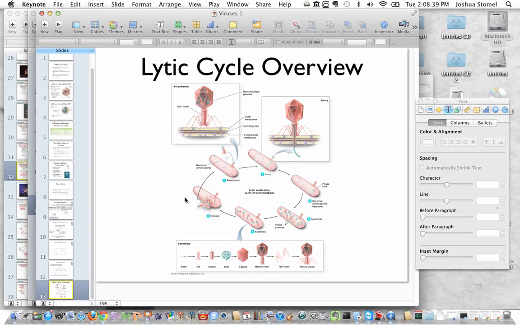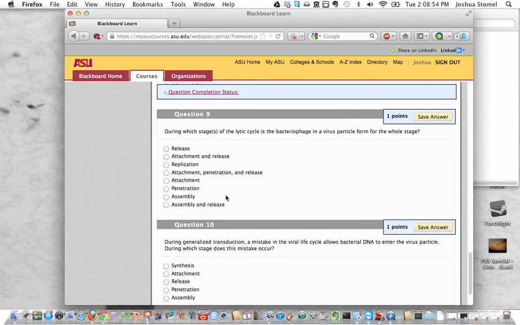And during release, well, it's going to start off release in a virus particle form inside the cell, and it's going to kill the cell, burst its way out, and then be in a virus particle form outside of the cell. So the correct answer here is going to be attachment and release. Not penetration, because at the end of penetration, it's no longer a virus particle.